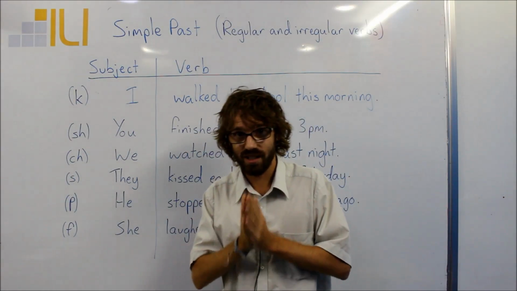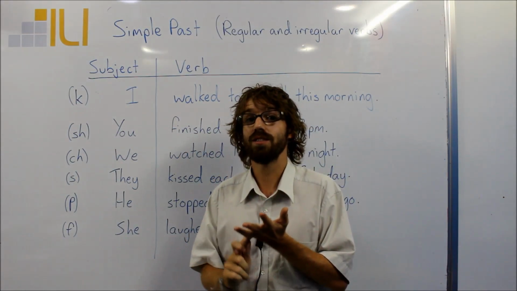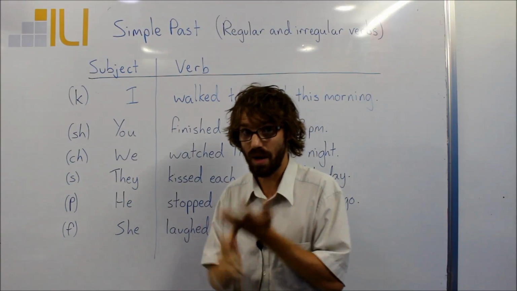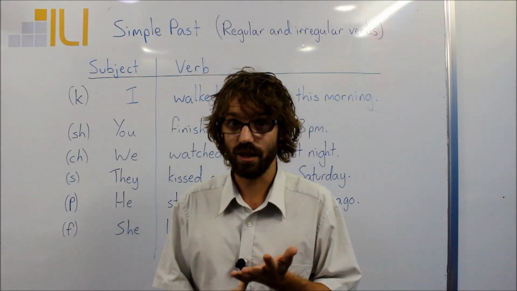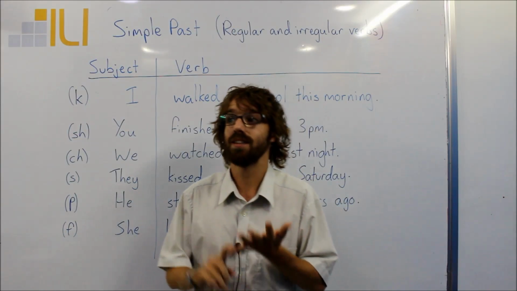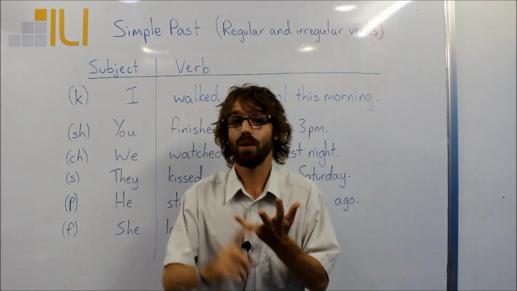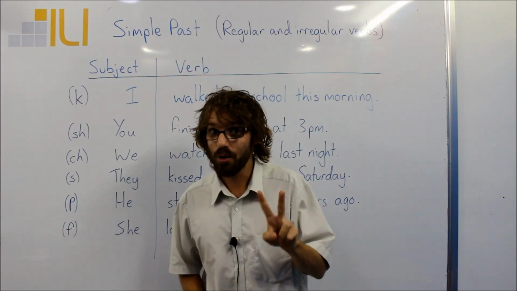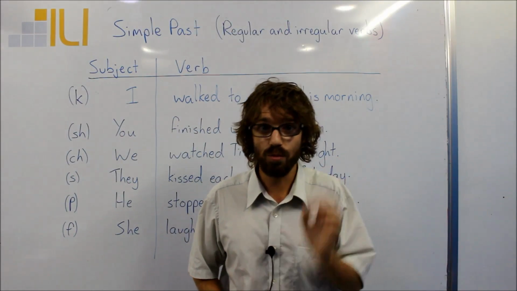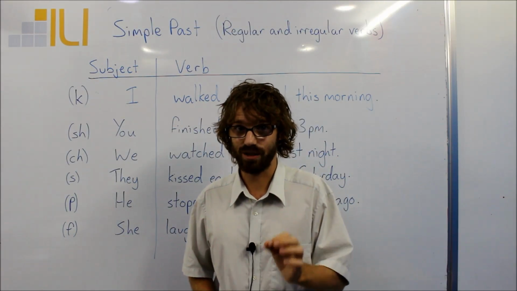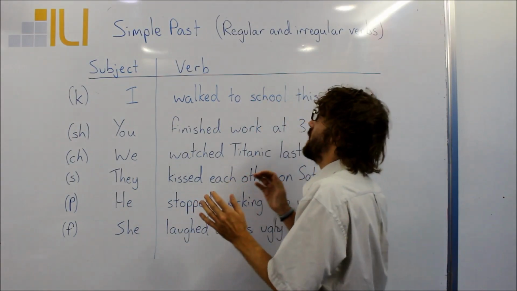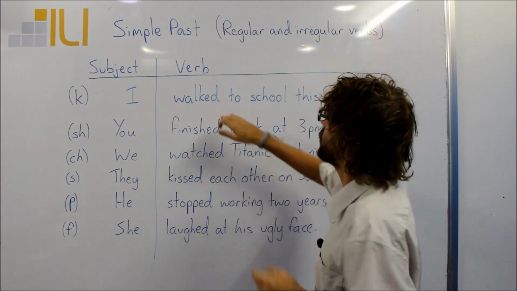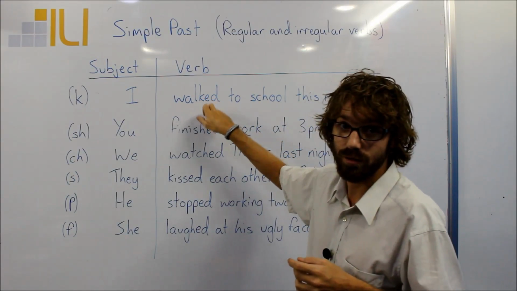Now, the simple past is used for an action that is completed in the past. It doesn't matter when it is completed as long as it is in the past. Something I said 2 minutes ago is in the past, so you must use the past tense for everything that has happened before. Now, in this case, we're starting on regular verbs.